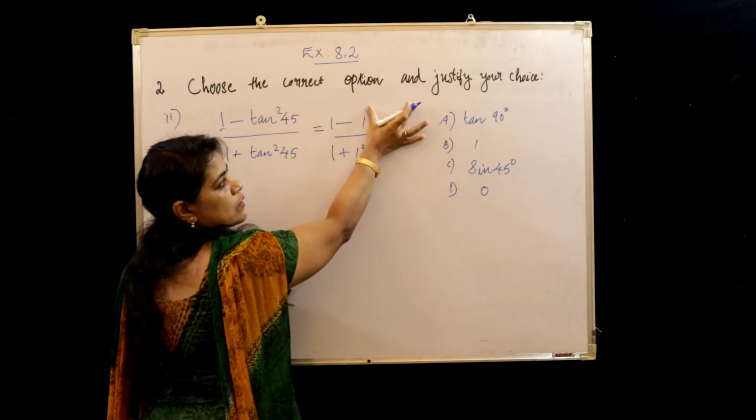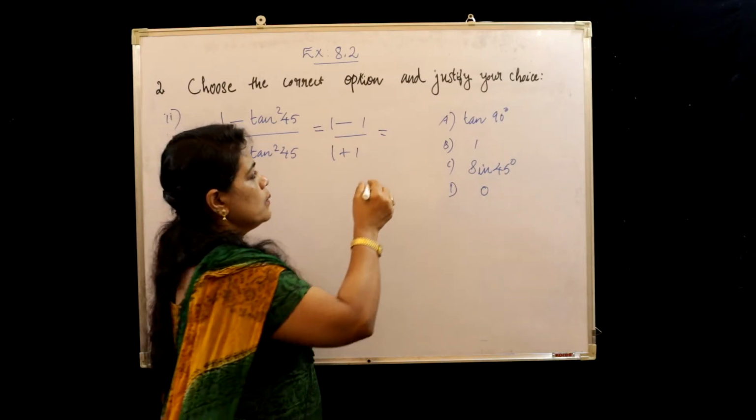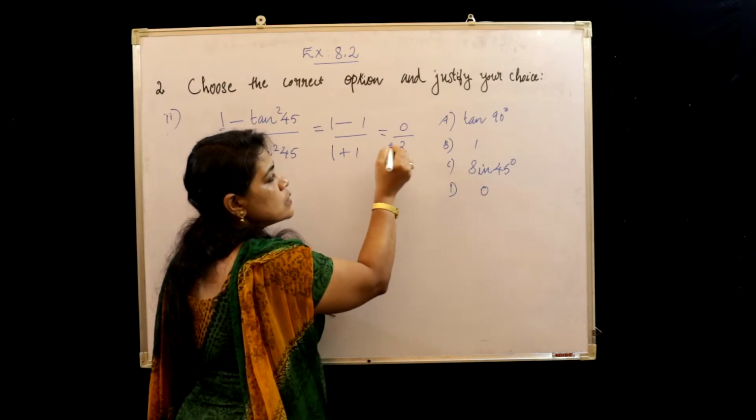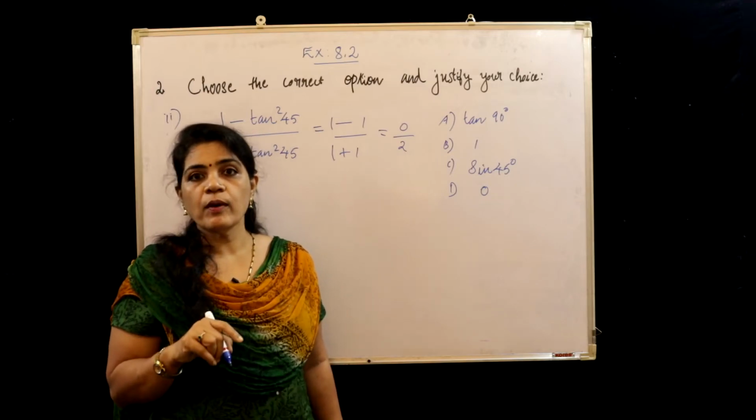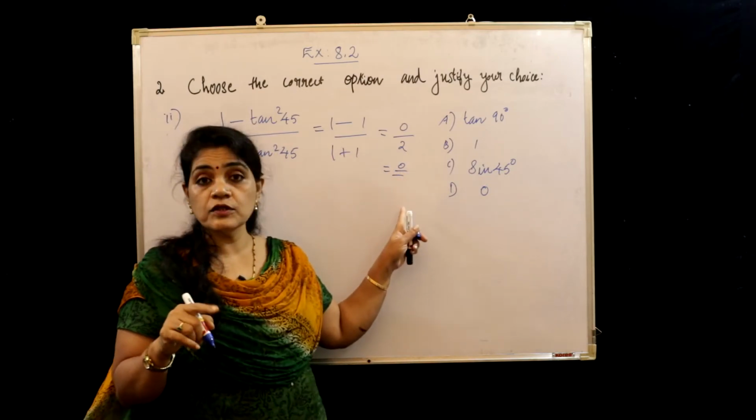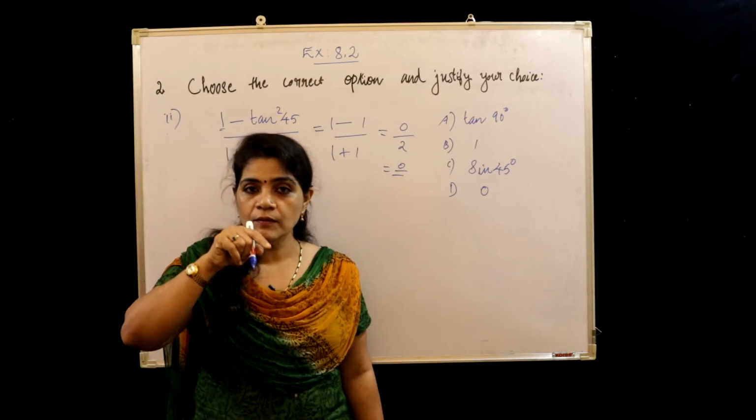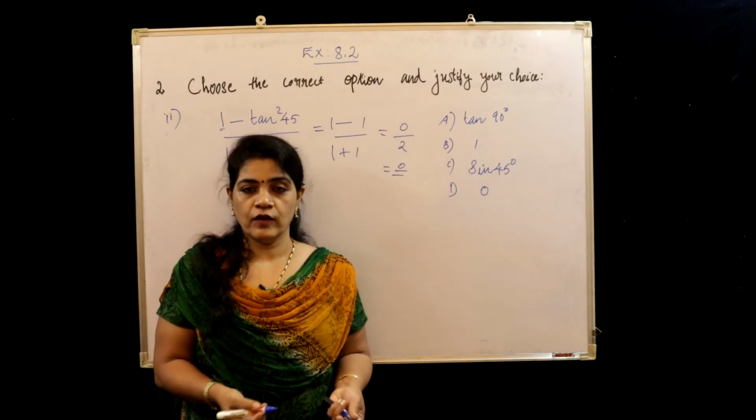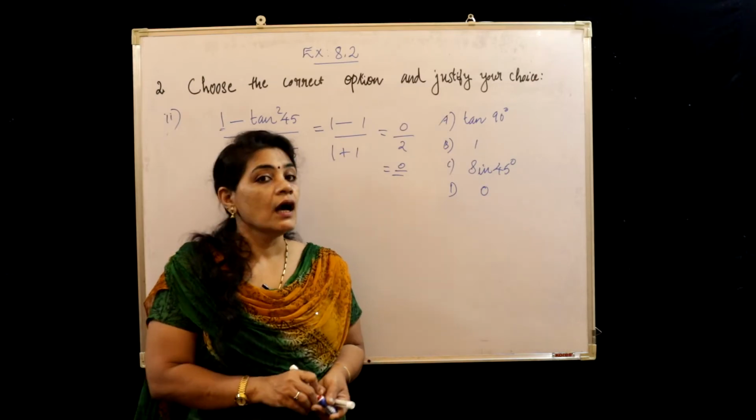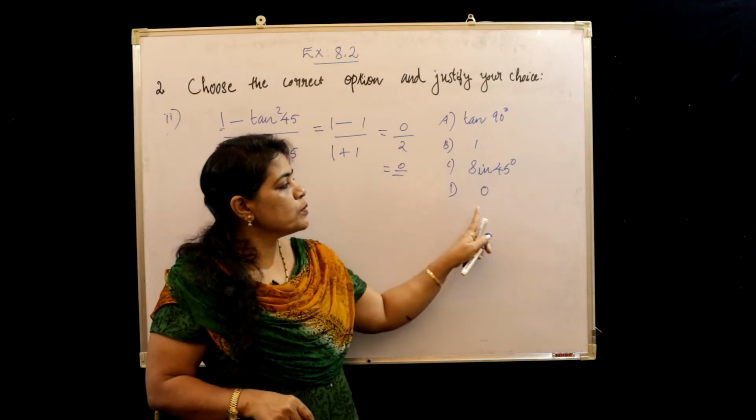So 1 minus 1 square is 1 minus 1, so the numerator is 0, divided by 1 plus 1 which is 2. So what is 0 by 2, children? 0 by 2 is 0 itself. Don't confuse this: 0 by 2 is 0, but 2 by 0, when 0 comes in the denominator, it is not defined. Understood? Here it comes 0 by 2, which is 0 itself. So the correct option is D.